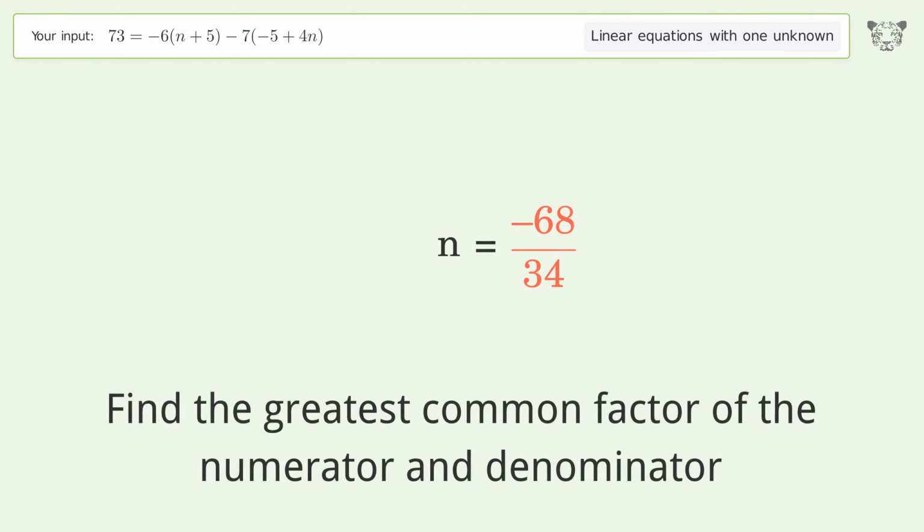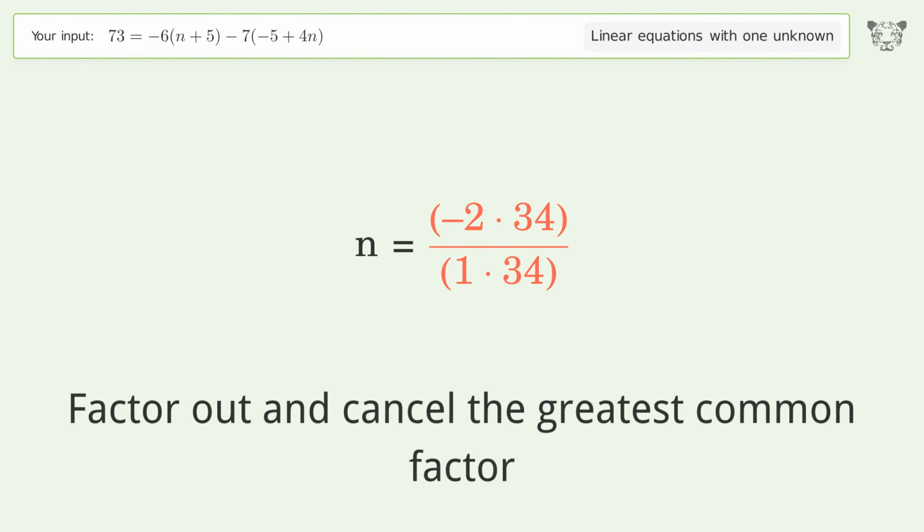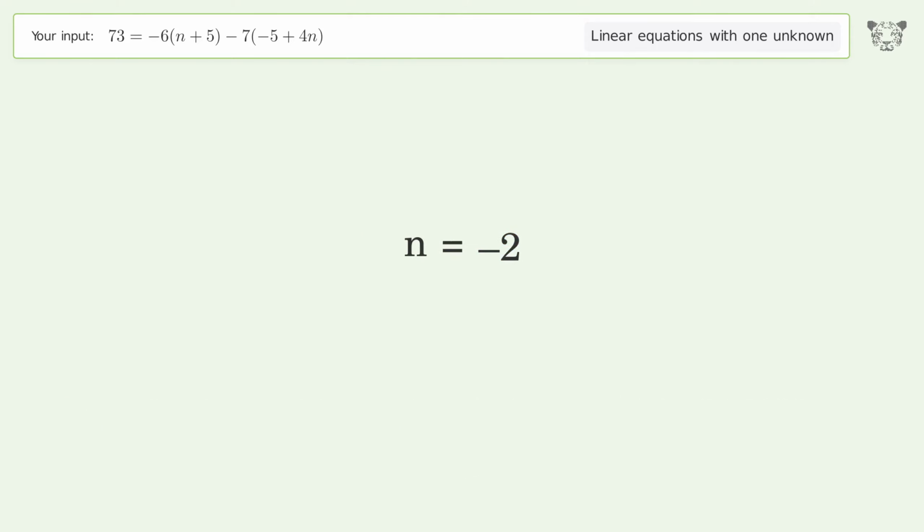Find the greatest common factor of the numerator and denominator. Factor out and cancel the greatest common factor. And so the final result is n equals -2.